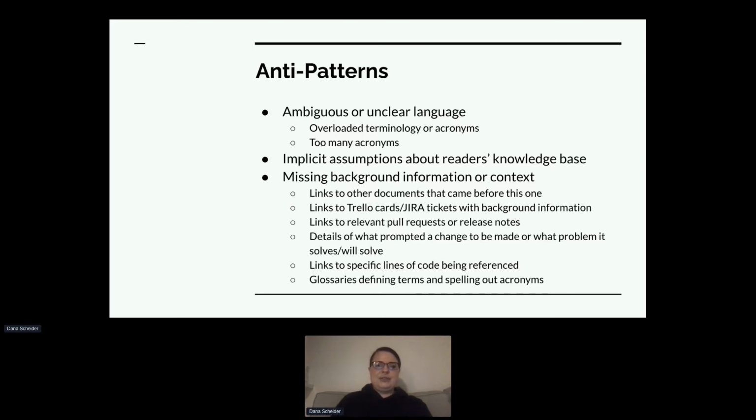Another one is missing background information or context. Background information could include links to other documents before this one, links to Trello cards or Jira tickets with background information, links to relevant pull requests or release notes, any details of what prompted a change to be made or what problem it solves. And then, yeah, glossaries. Glossaries are really important.